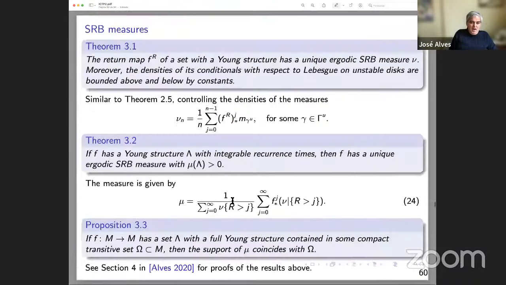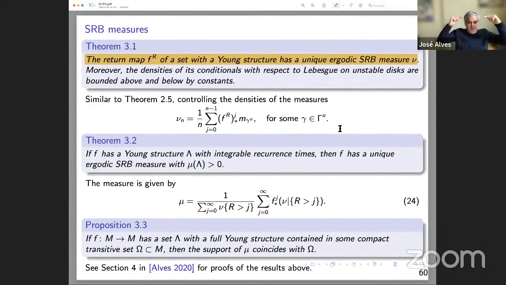So now I will state several results which are parallel to results we obtained in the endomorphism situation. The first one is for the return map. For the return map, if we have a set with a Young structure and we have the corresponding return map, then it has a unique ergodic SRB measure. By SRB measure here, I mean simply a measure. So the return map is for the Young structure, we have the unstable disks, the stable disks, that geometric, very regular picture.